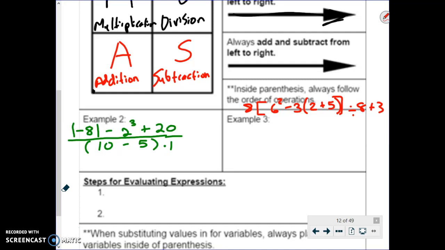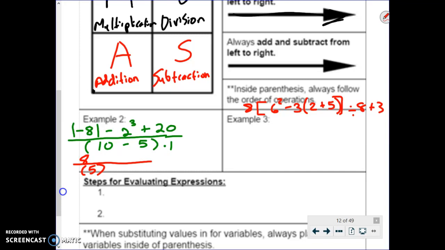I also have absolute value. I have parentheses. So I always start with the numerator. And with my numerator here, I have the absolute value of -8. Well, the absolute value is just how far something is from 0. So -8 is 8 in the negative direction from 0. So the absolute value of -8 is 8. I have a grouping symbol down in the denominator, which is 10 minus 5. So in those parentheses, I'm going to get a 5. And that's all I have with the exception of the numerator and denominator for the grouping symbols.